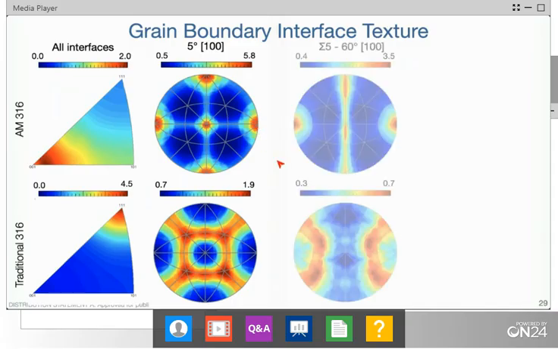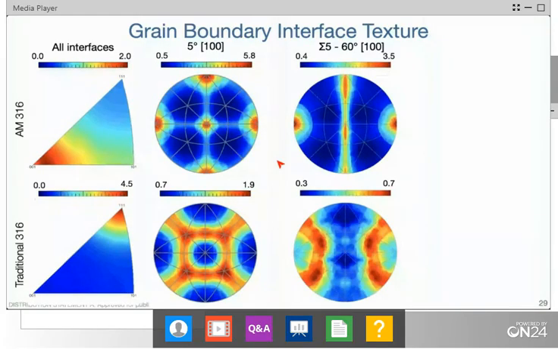If we look at something like a sigma 5, here this is a tilt boundary, formation of a tilt boundary in the additive manufacturing sample with a combination of twists. And then there's kind of the opposite relationship again in the traditional material. One of the things I'll point out is that this is the set of boundaries that gives you the most 001 interfaces. These set of twists and also this set of tilts.